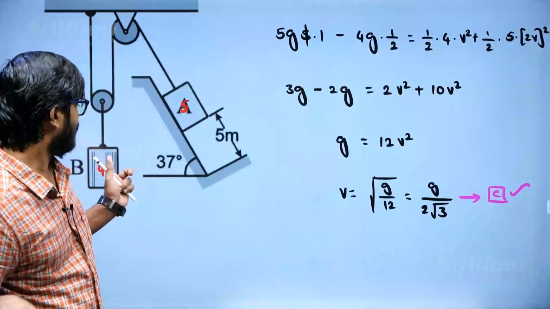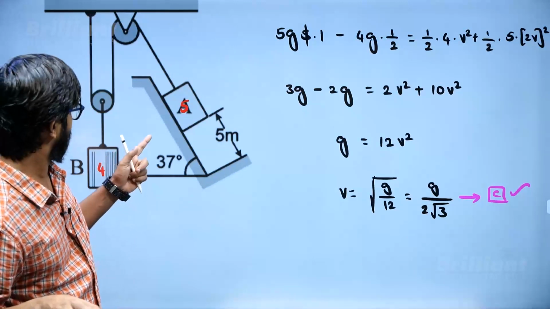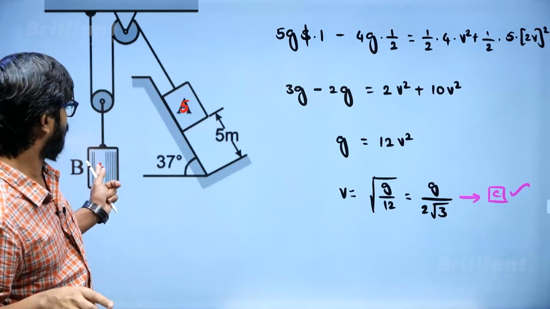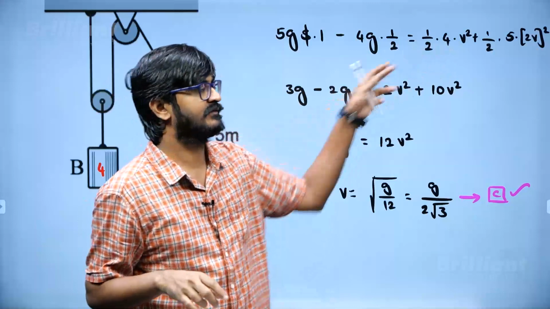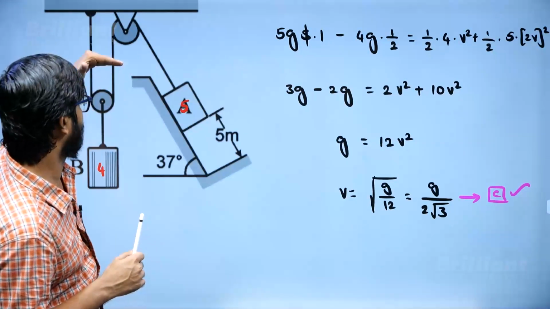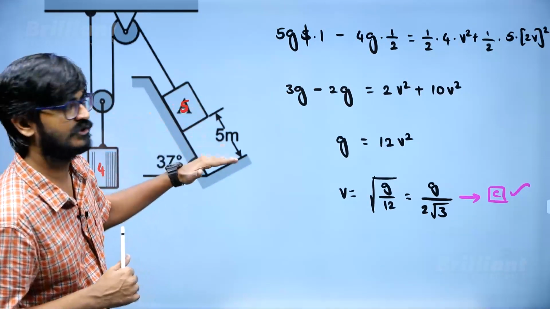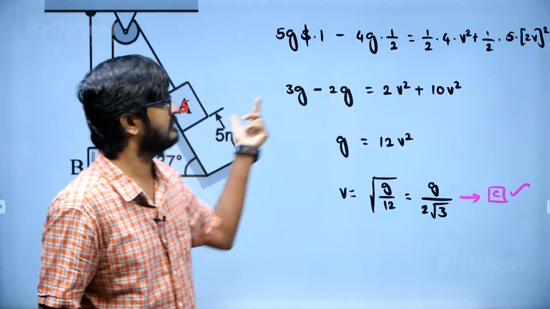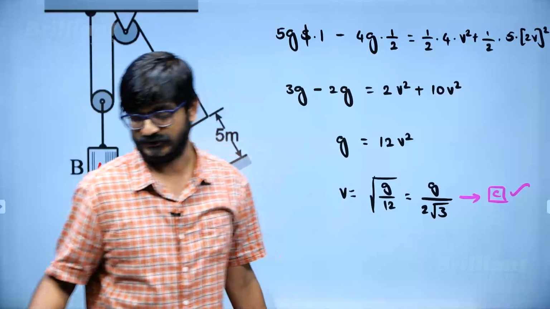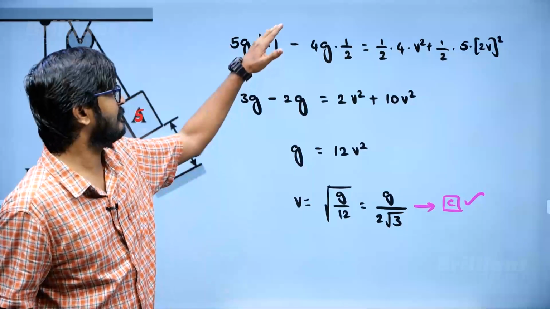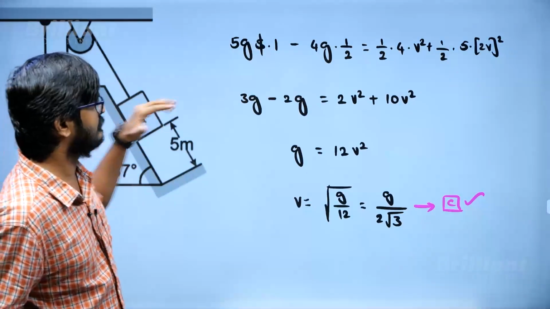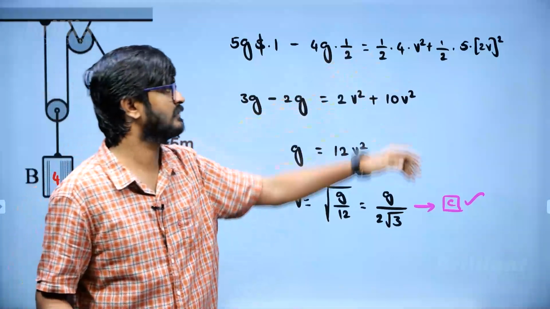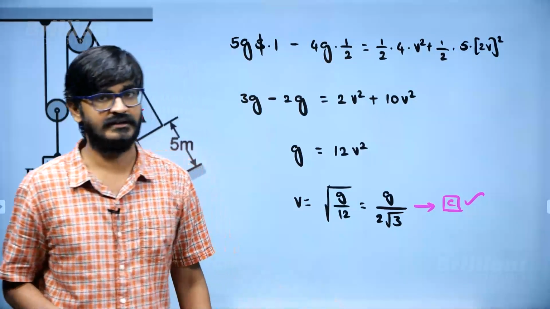That is, if I assume this speed as v, half into 4 into v square. If the speed is v, then the speed of the other is going to be 2v. So if the speed is v, its kinetic energy will be this much, and this kinetic energy will be this much, right? So that's the only equation you have to write. Work done by gravity equals the change in kinetic energy of both. So when you solve it, you will be getting v, right?